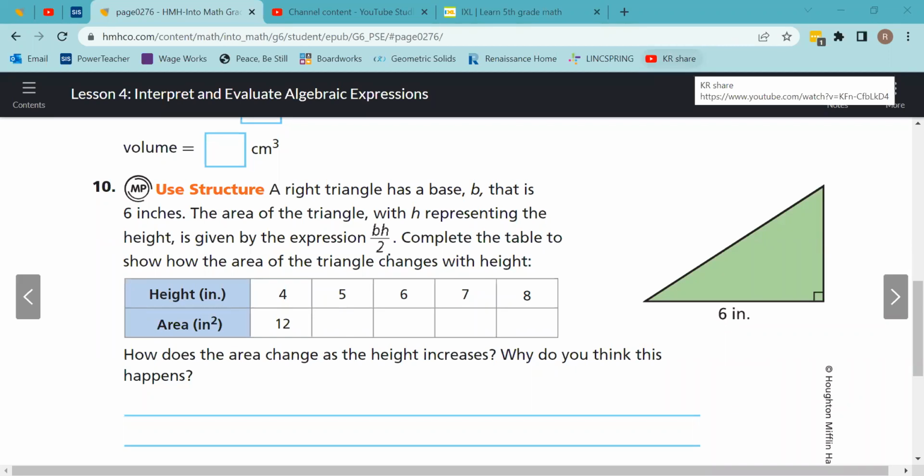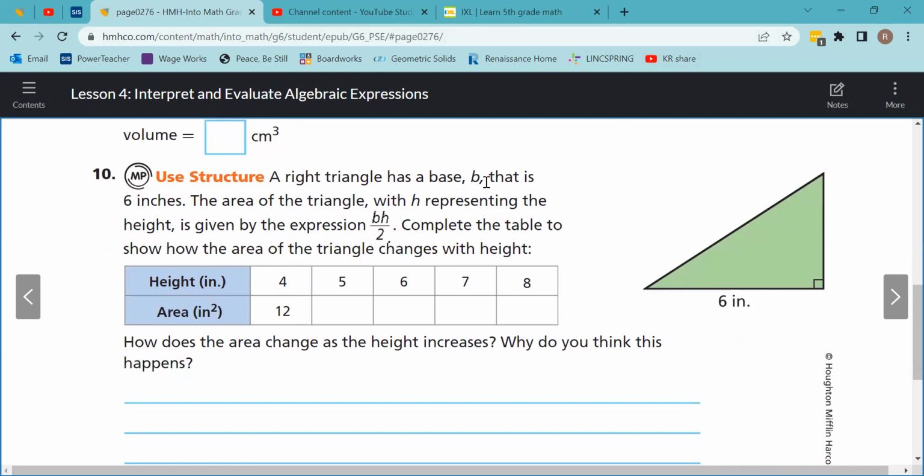Hey, sixth grade, we are on page 256. We've done this entire page except number 10. So we're just going to backtrack right here and do number 10. A triangle has a base labeled B that is 6 inches. The area of the triangle, with h representing the height, is given by base times height divided by 2. Complete the table to show how the area of the triangle changes with its height.